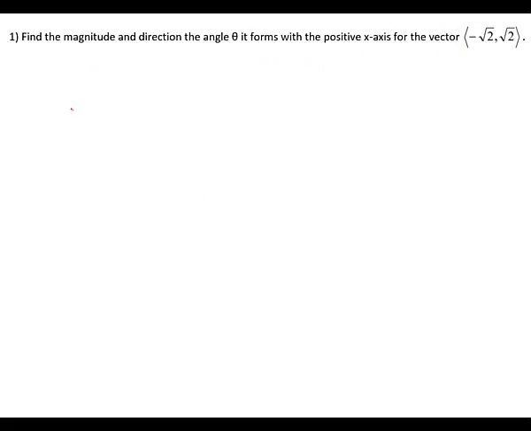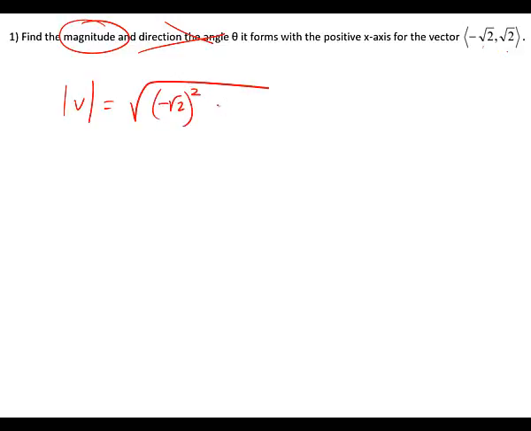For some reason I only have the magnitude on this one. All right. So we're not going to worry about the direction angle. Let's just do the magnitude, okay? It says find the magnitude and the direction angle of forms with the positive x-axis for the vector. So for the magnitude, we square these two values, the x component and the y component. So it's the square root of negative square root of 2 squared plus the square root of 2 squared.